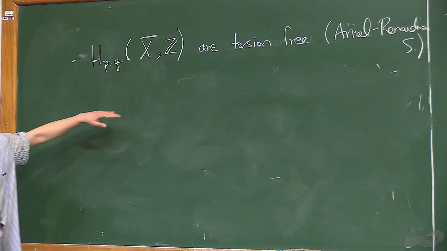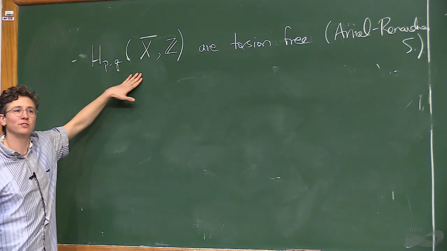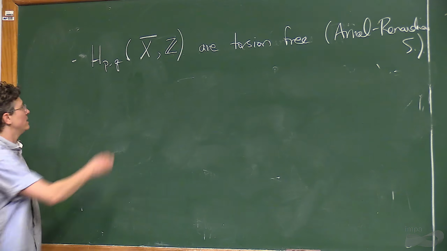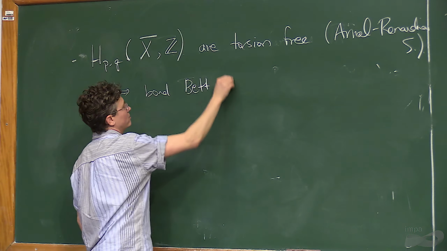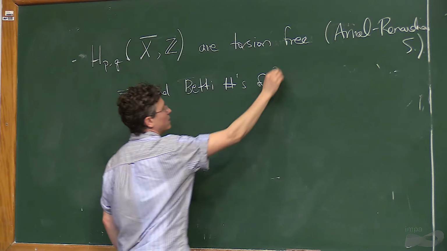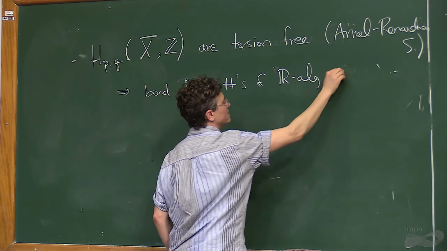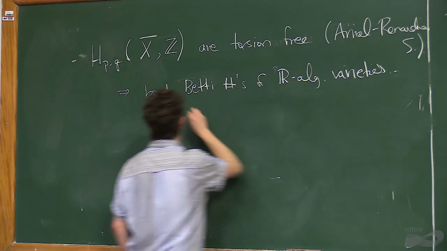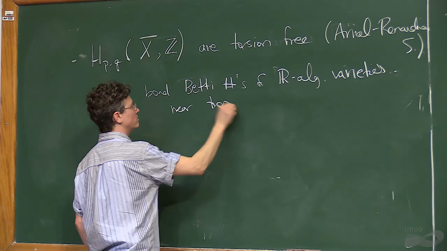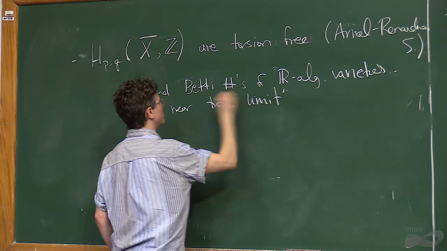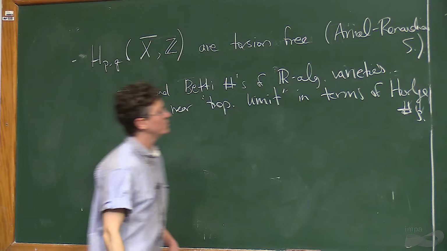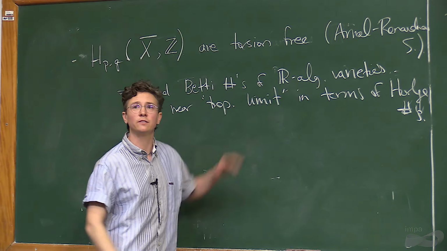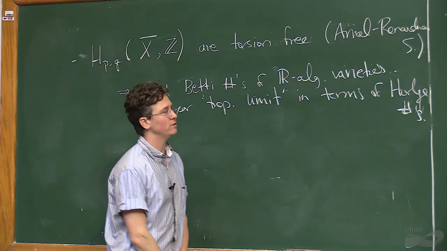And the reason why we wanted to prove that these were torsion-free was because this gave us an application to patchworking in real algebraic geometry. This allowed us to bound Betti numbers of real algebraic varieties, let's say near the tropical limit, in terms of Hodge numbers. So these bounds definitely don't hold for all real algebraic varieties, but we showed that they did in this setting.